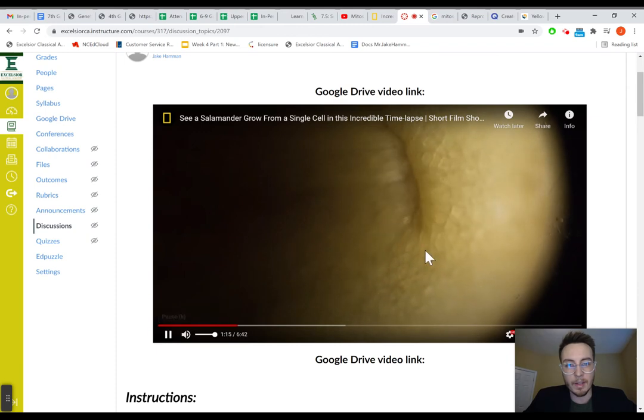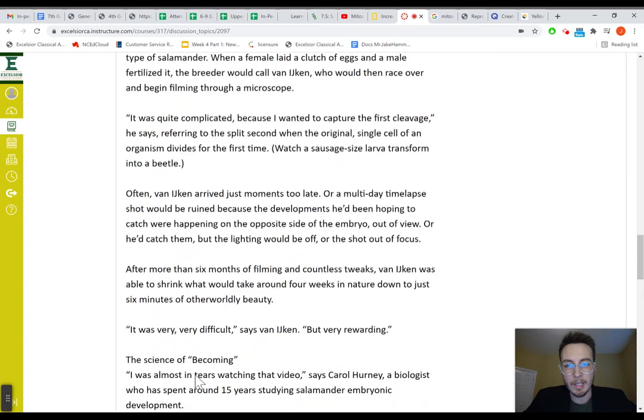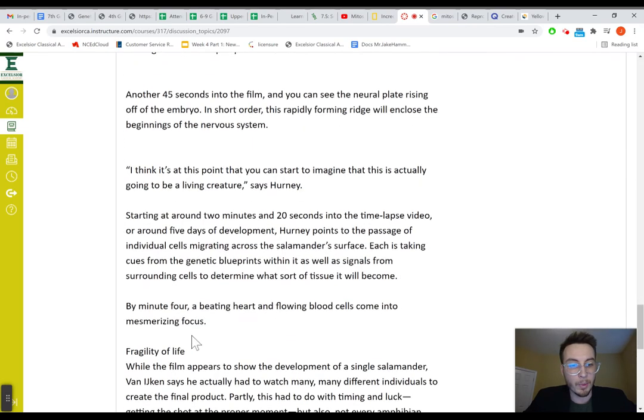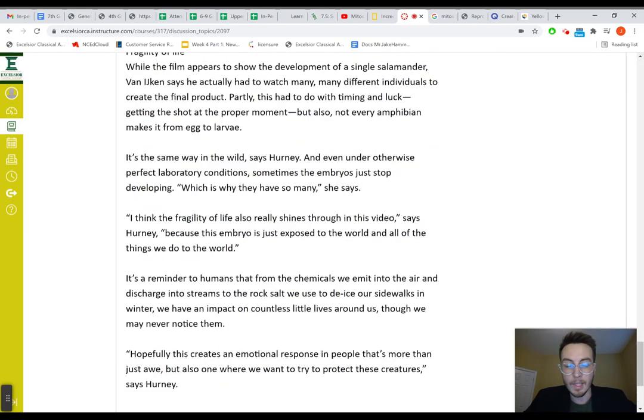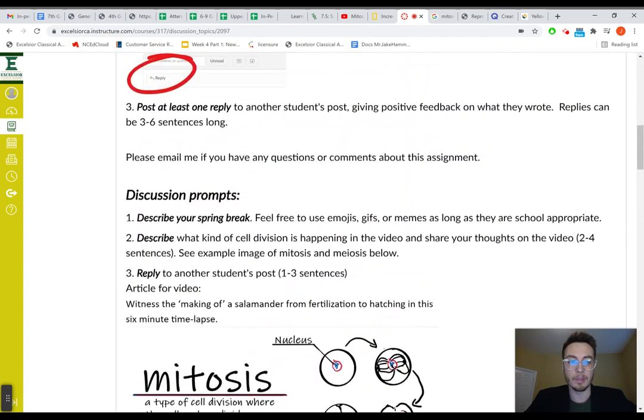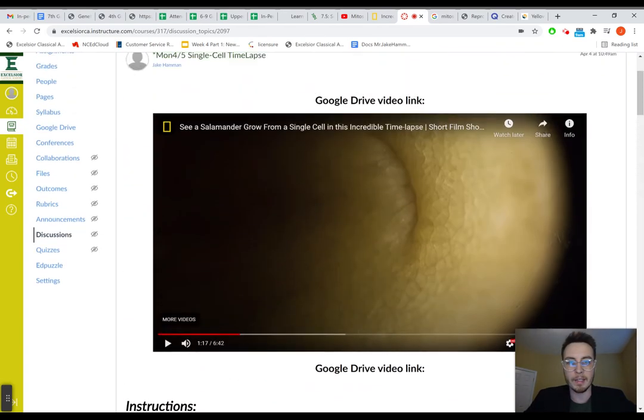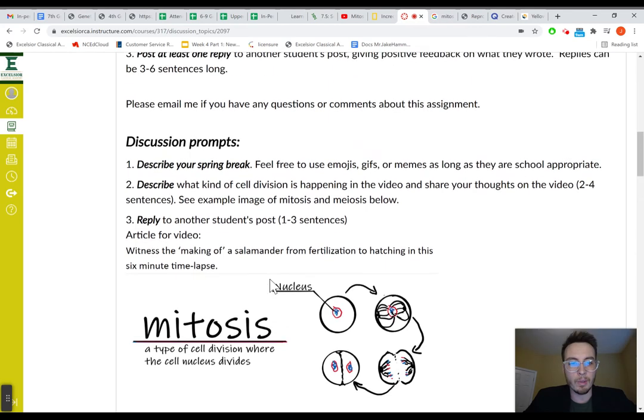tons of cells. This folding in process, I'll let you guys read the article if you're interested, is actually what happens. And eventually you end up with a salamander. It's a really incredible video. So that's what we're going to start off with genetics. Then describe your thoughts on the video. What do you think? Reply to someone's post, and you are good to go.